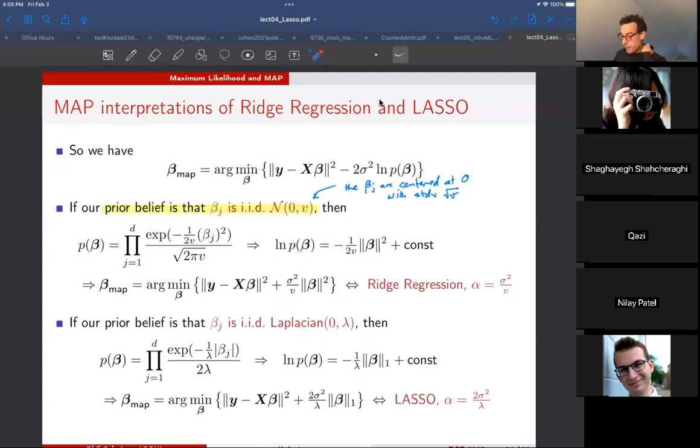And now you can recognize this. This is exactly ridge regression for a very particular version of alpha, where alpha is sigma squared over V. So you can see as V gets larger, that's like using a smaller alpha, and so a smaller weight on the regularization. So this gives us an interpretation that when we're doing ridge regression, it's equivalent to saying, yeah, minimize training RSS, but keep in mind that the betas should not be too far from the origin. That's exactly what ridge regression does.